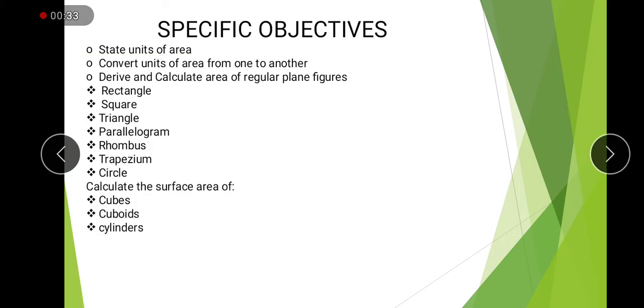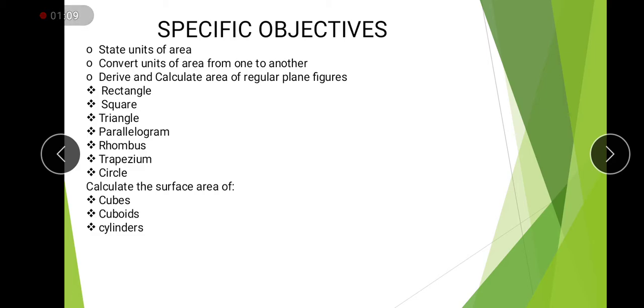Now I start with the objectives of this lesson. Number one, we are going to state units of area. Here we're going to define what is area, and we will state units that we use when we are talking about area. Number two, we are going to convert units of area from one to another. We are going to convert, for example, square meter to square kilometer, or even to hectares.